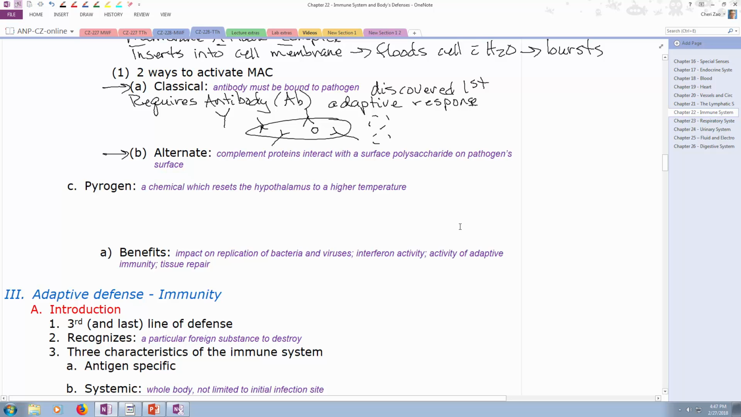The alternate pathway is where we don't have antibody tagging or making the bacterium more evident. The bacterium has surface polysaccharides, which are little sugars on their surface, which are enough to cause complement to activate. This one's not as fast as our classical pathway.